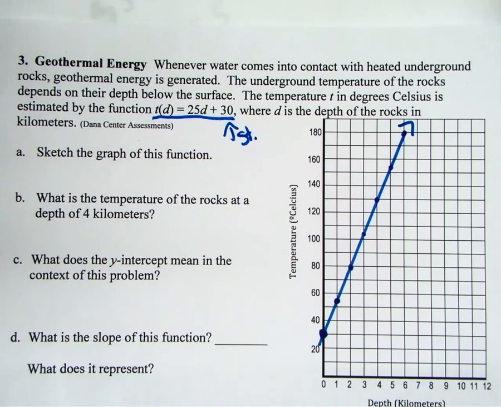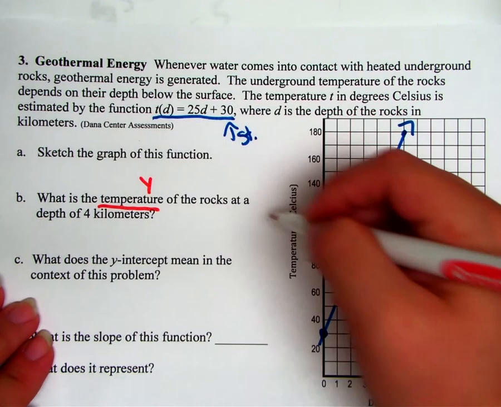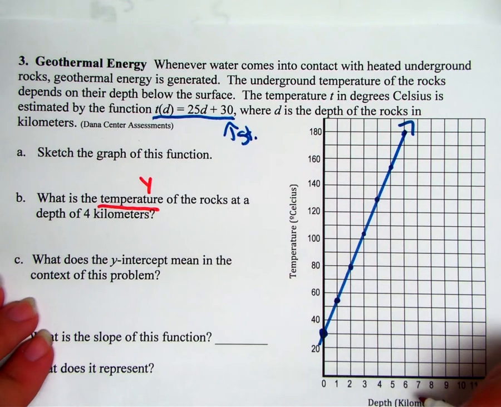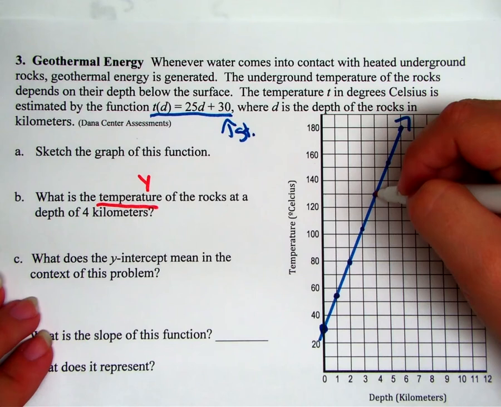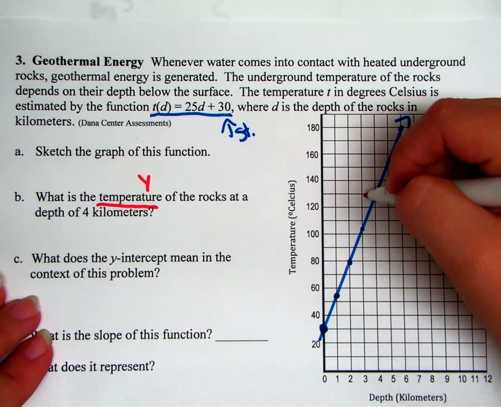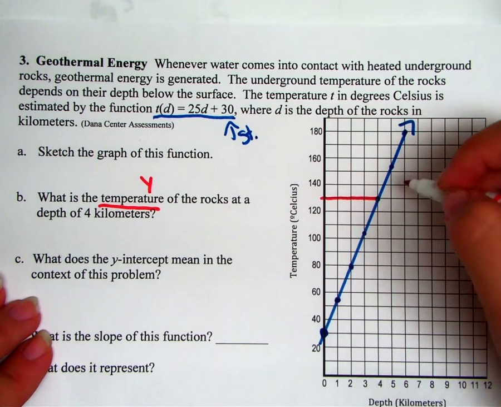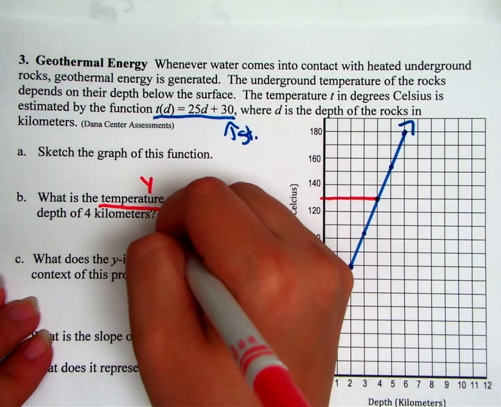So there's the graph. So now let's look at part B, and B is asking us, they want to know what is the temperature, which we know is our y-axis, of the rocks at the depth of 4 kilometers. So I find 4 on the x-axis, and I'm going to go up until I hit the graph, and then I'm going to go across, which will be right here. And on this, I'm going to see that it's 130 degrees Celsius, so that's going to be my answer.